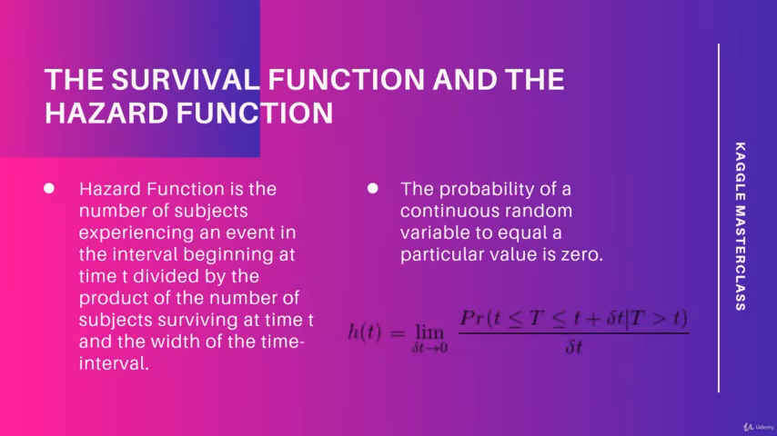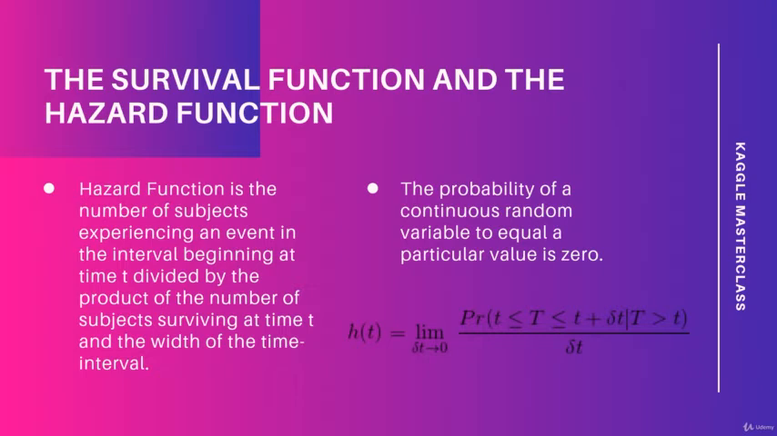It is the number of subjects experiencing an event in the interval beginning at time t divided by the product of the number of subjects surviving at time t and the width of the time interval. Since the probability of a continuous random variable to equal a particular value is 0, that's why we consider the probability of the event happening at a particular interval of time from time t till time t plus delta t.